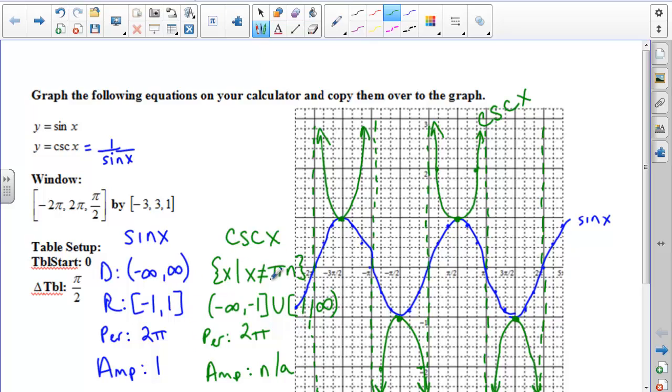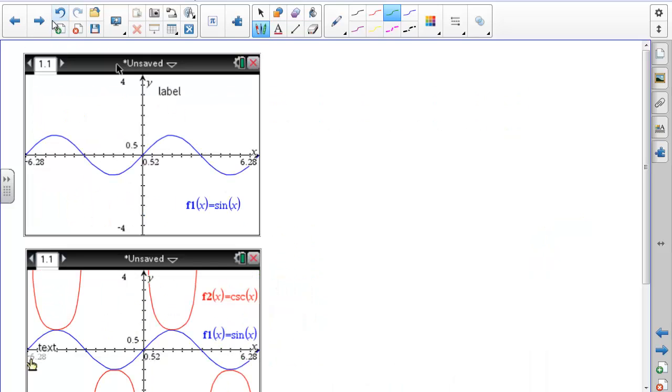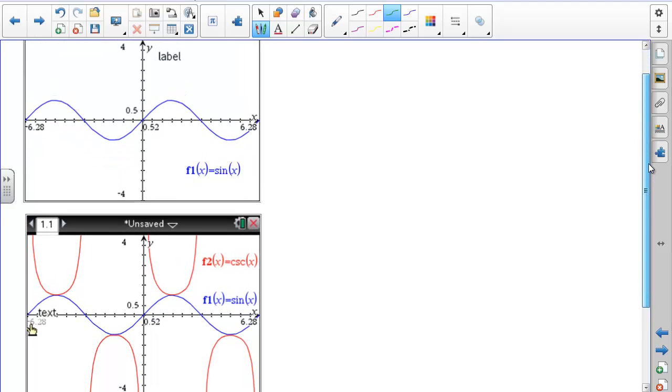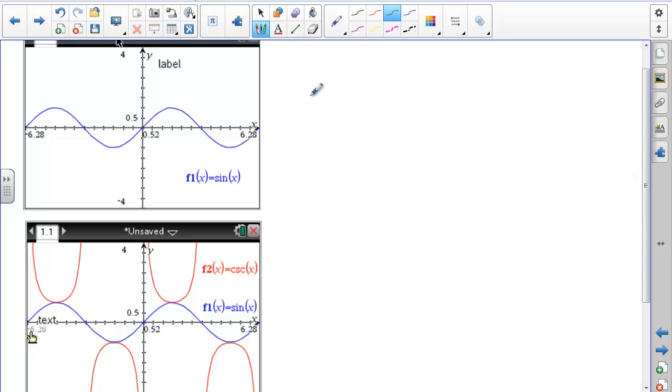And so this helps out. This is kind of the tricky part right here where we start talking about domain, where it's all x's except when x is a multiple of pi. Let's quickly look at what the other slides here look like. Here's our graph of sine of x, and then here you can see on the calculator what cosecant of x looks like. So there's two really good pictures of that.